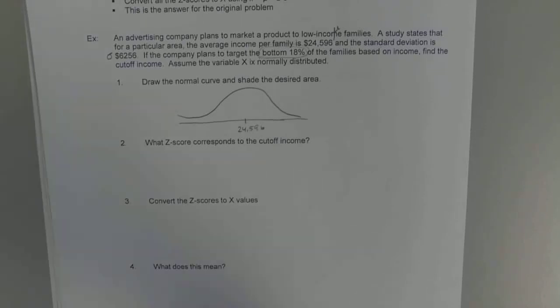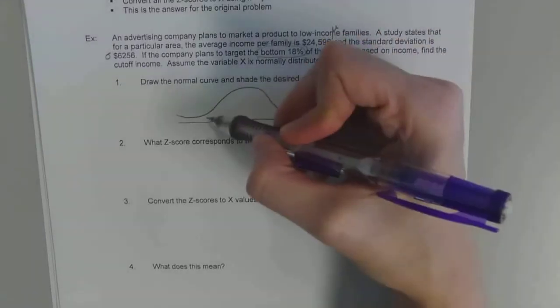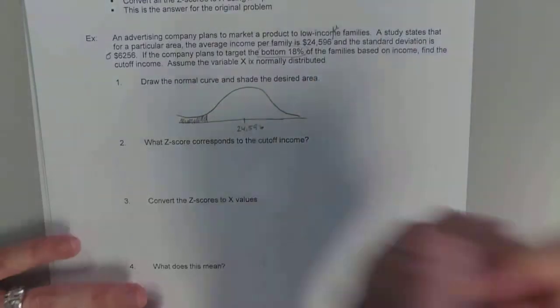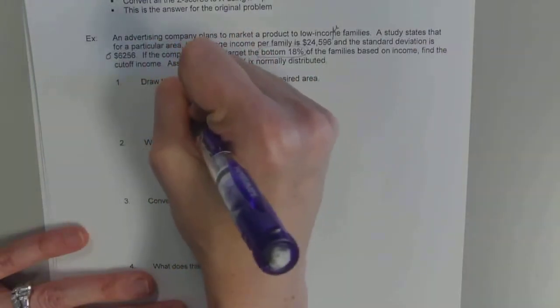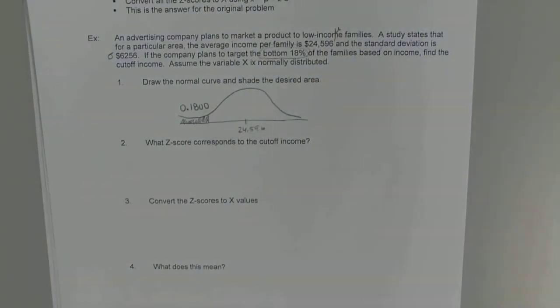Pretty far to the left, right? Anything on the right would be more than 50%. This is 50%. So the bottom 18% is not going to be very far, right? So what we have to realize is, guys, they've given us an area of 18%. When they give you a percent, they've given you an area, and that's when you have to say, okay, I've got to go backwards, all right?